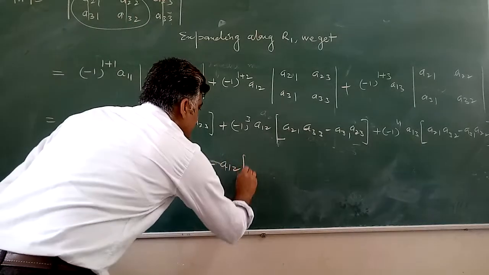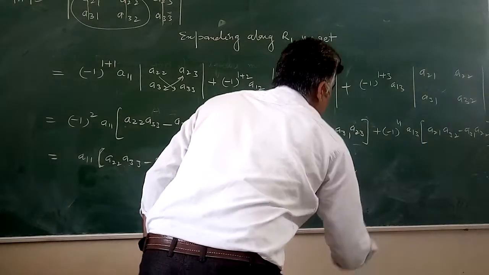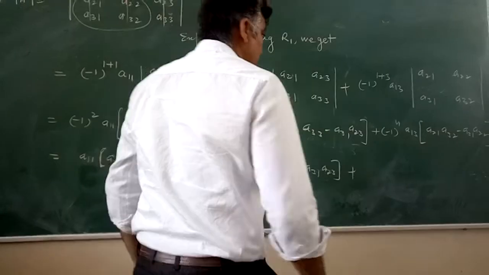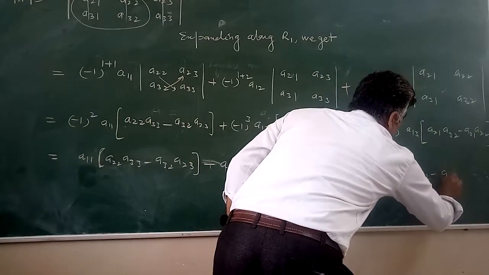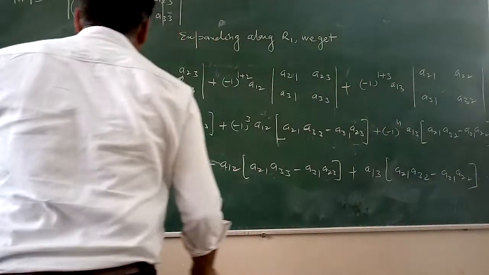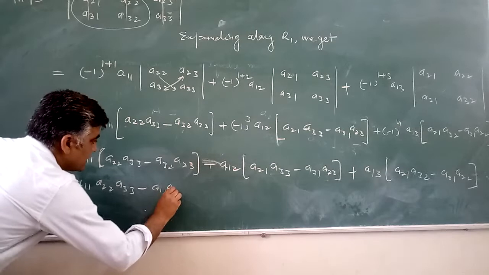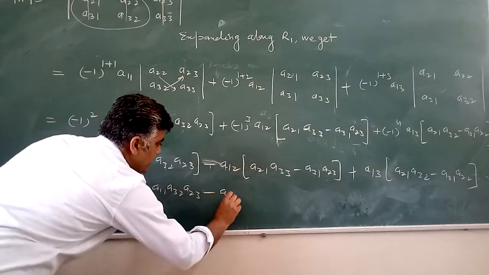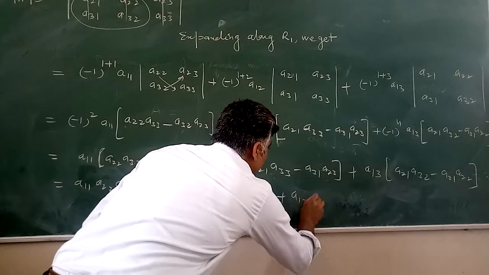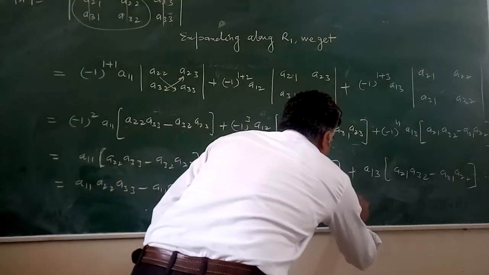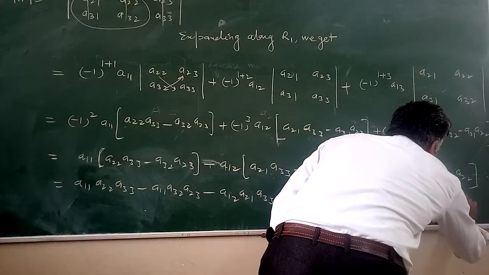A12 times A21 A33 minus A31 A23. Power of minus 1 is 4, therefore the value is 1. We write here A13 into A21 A32 minus A31 A23. After multiplying, we get A11 A22 A33 minus A11 A32 A23 minus A12 A21 A33 plus A12 A31 A23 plus A13 A21 A32 minus A13 A31 A22.